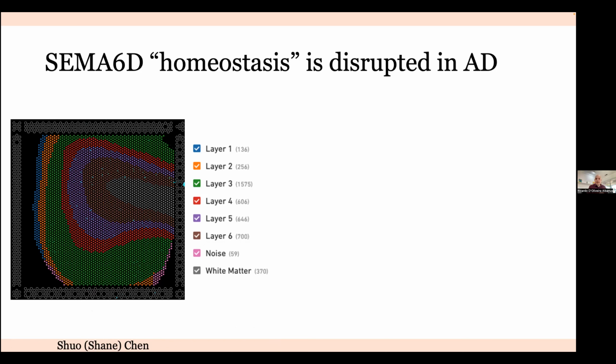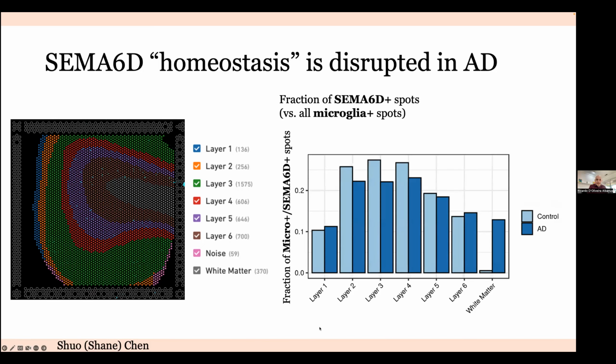how this changes during disease progression. We tried looking at this data from multiple perspectives, and the clearest pattern we saw was when looking across cortical layers. So here in this plot, on the y-axis we have the fraction of SIMA6D spots when comparing all the microglia spots, right? So these are microglia with SIMA6D. And you can see differences in cases and control. First of all, just ignoring the color labels, we can see that most of the SIMA6D positive spots tend to be in the middle cortical layers.